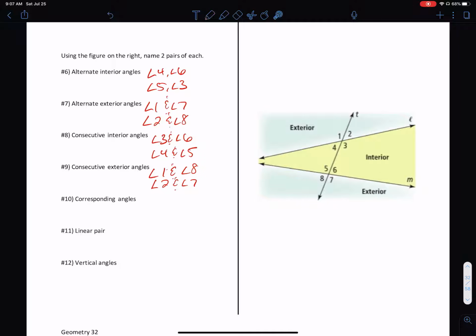Corresponding angles. If you slide these two transversals together, which angles overlap? Angles 1 and 5. So it's just to name two pairs. There's actually 4 pairs of this. We're just going to name 2 pairs. Angles 3 and 7.